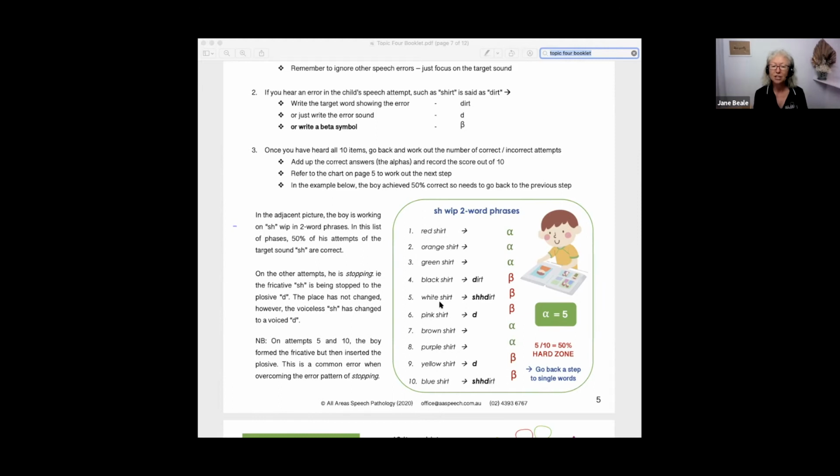What might it mean to go back a step? Well, we've been doing 2 word phrases. Maybe we need to go back to just 1 word. Maybe we just need to practice saying shirt. Can you see that that would be easier? Because they can really focus and be slow on that first part. Shirt, rather than saying another word, red shirt.